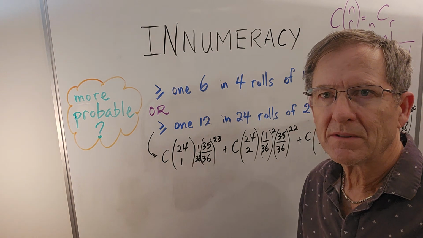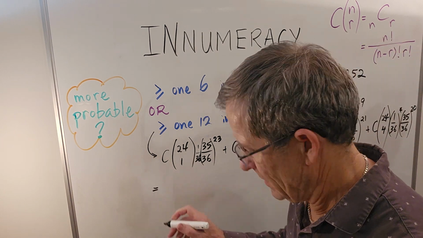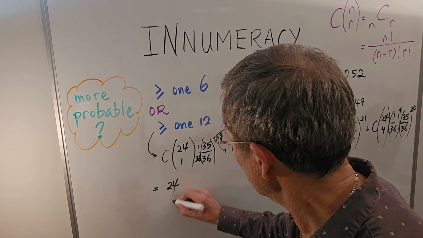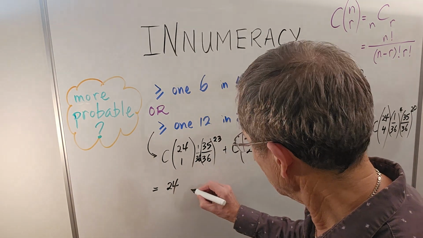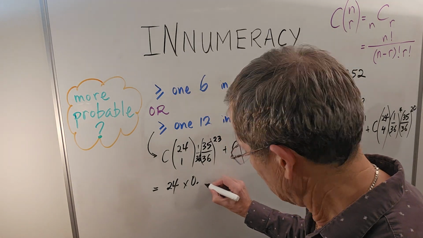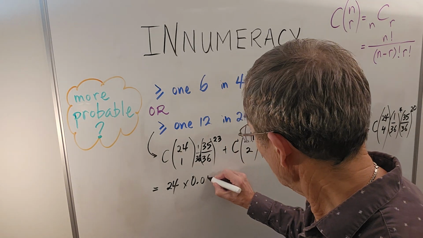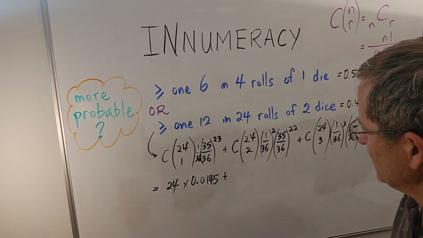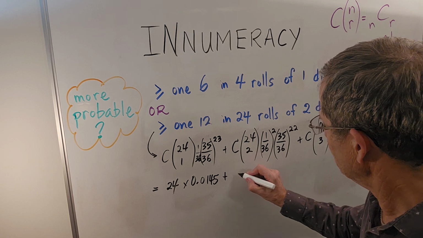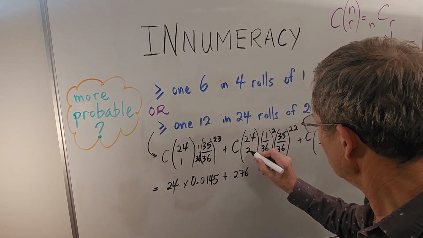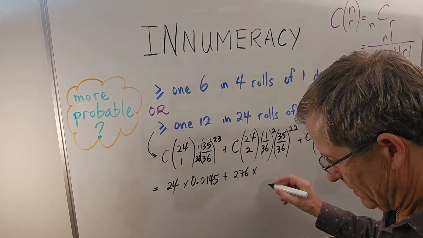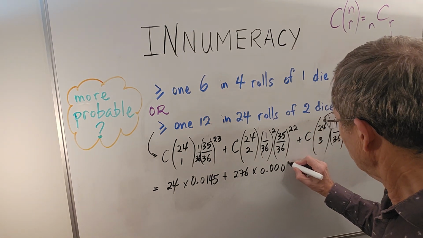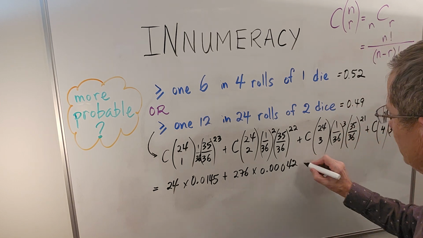And I have those numbers as well. So the C(24,1) one is 24, and this number is 0.0145. You can check all these numbers, of course. It's easy to make a mistake, so you might have to double check. This is 276, that C(24,2), times 0.00042. I put an extra decimal there.